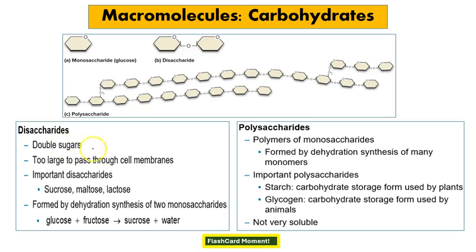Next, we have disaccharides and polysaccharides. So disaccharides we know are going to be 2 sugars. And usually they're too large to pass through the cell membrane. So again, they would have to be broken down a little bit further in order to become glucose and be able to cross easier. Okay, folks? Some important ones will be sucrose, maltose, lactose, as we can see in milk and different foods that we have. And again, we use dehydration synthesis. That's going to be the key word to help join 2 monosaccharides to build this disaccharide.